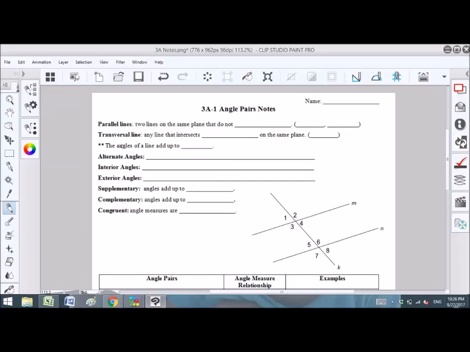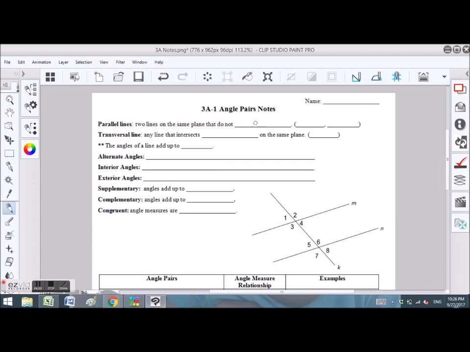Hello class! Today we are starting a new unit, and the first lesson in this unit is all about angle pairs. And so our notes today are going to go over a lot of different vocabulary words, so hang tight and make sure that you can clearly differentiate between each different type of angle.